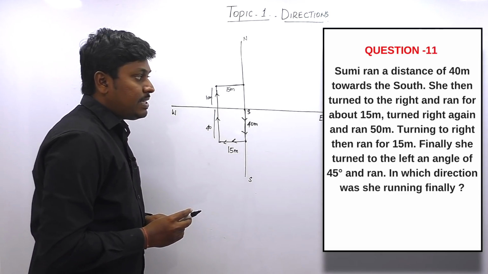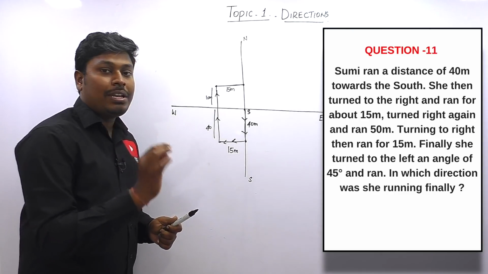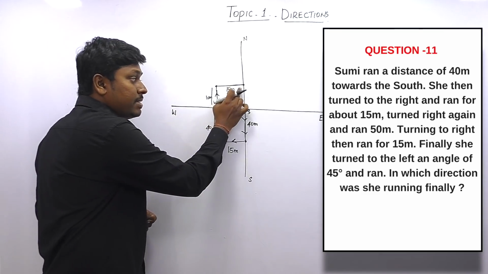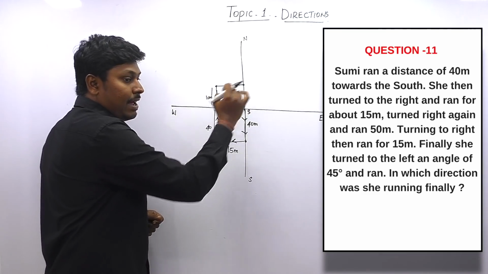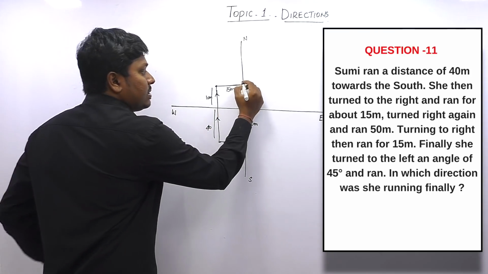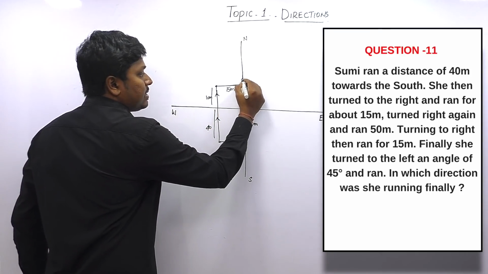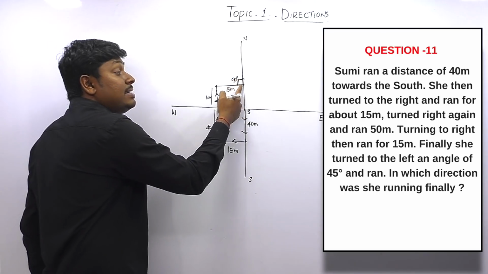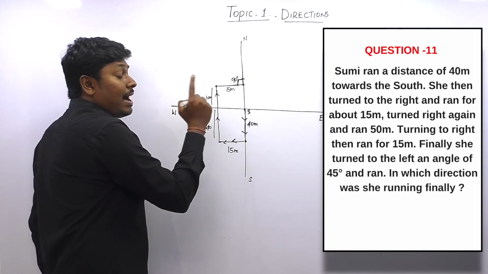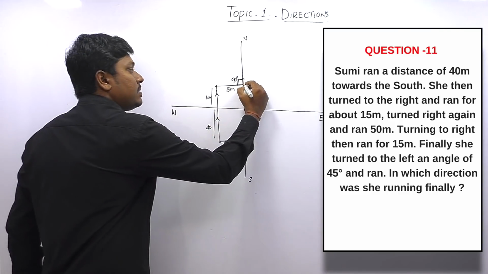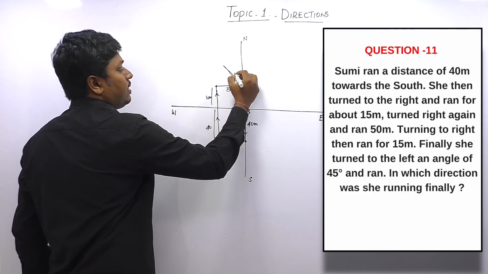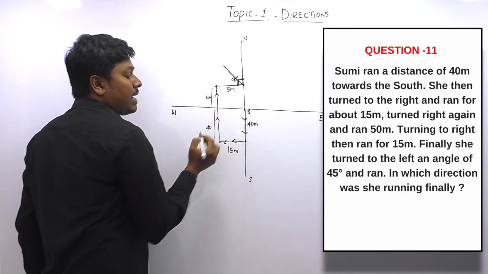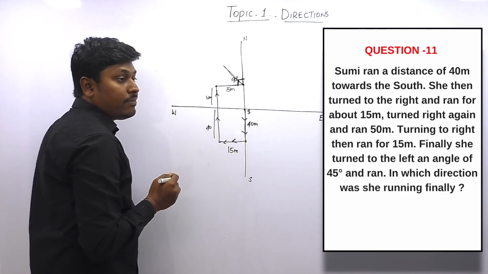So finally, she turned to the left at an angle of 45 degrees. Listen carefully. From this point, she is turning left at an angle of 45 degrees. If she turns left, this will be 90 degrees, right? But what they are saying is she is turning to the left-hand side at an angle of 45 degrees. So this will be the angle of 45 degrees. We can say this total will be 90 degrees, exactly half of it will be 45 degrees.